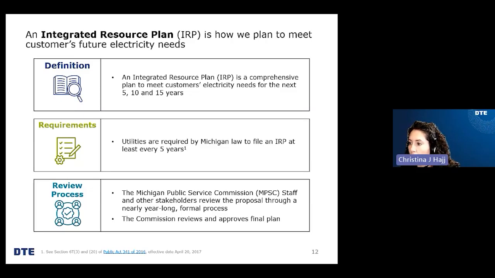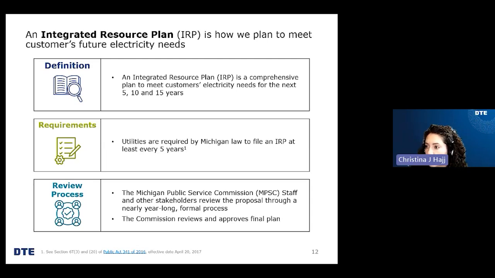Energy is a just-in-time service, meaning we must produce and deliver the energy you need at the moment in time that you need it. The state of Michigan uses a planning tool called the Integrated Resource Plan, or IRP, for generation planning.